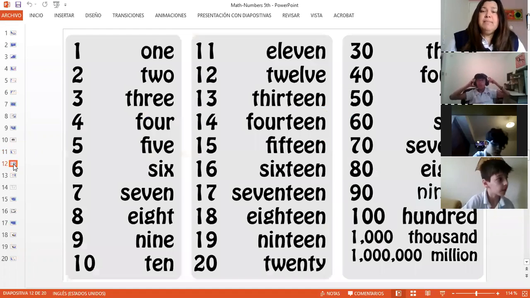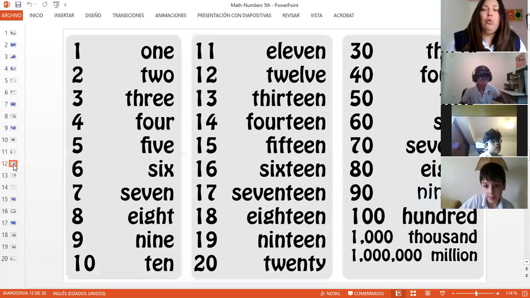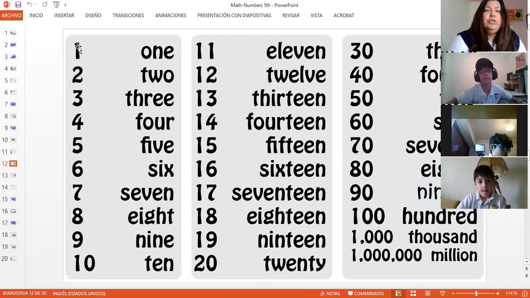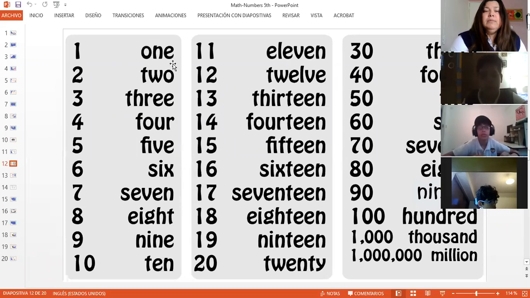So this is the cardinal number chart. You all know this. This is just a review, okay? But let's check it because you need to remember how to write these numbers, okay? So this one over here is called the numeral, and this one over here is in words. So the first one is 1, and we spell it O-N-E.